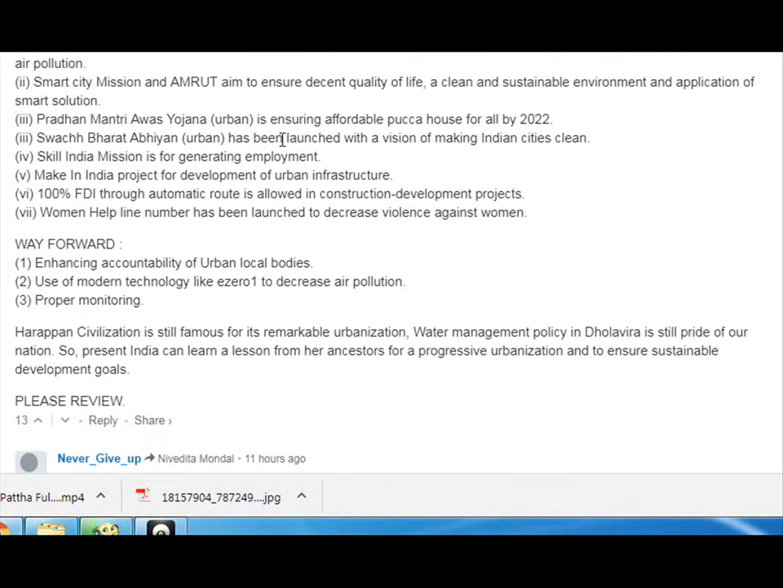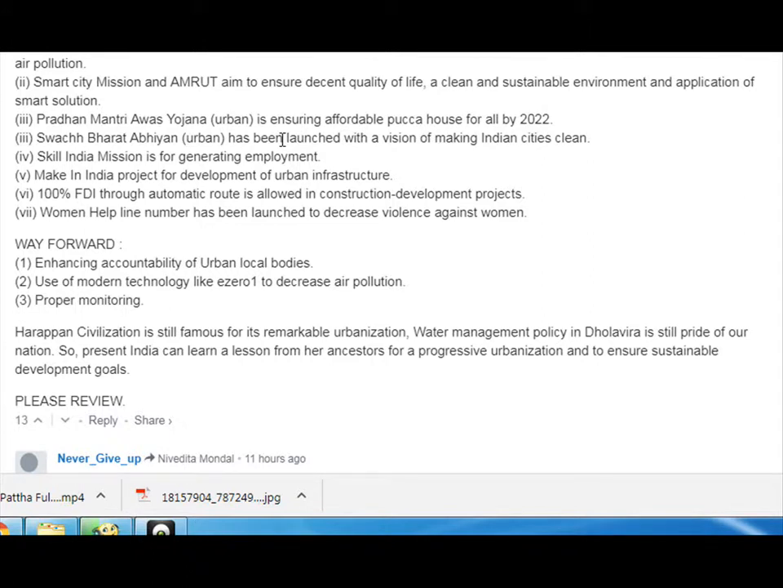IV. Mission for generating employment. V. Make in India project for development of urban infrastructure. VI. 100% FDI through the automatic route is allowed in construction development projects. VII. Women Helpline number has been launched to decrease violence against women.